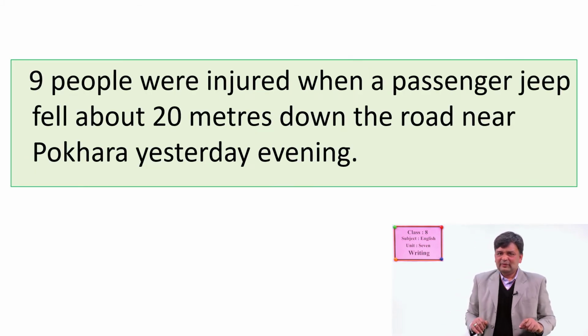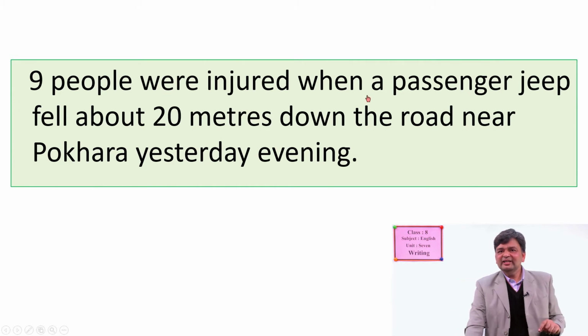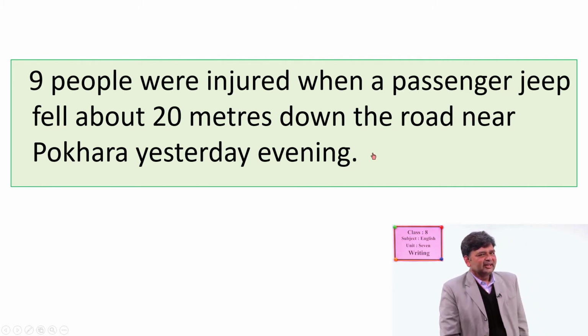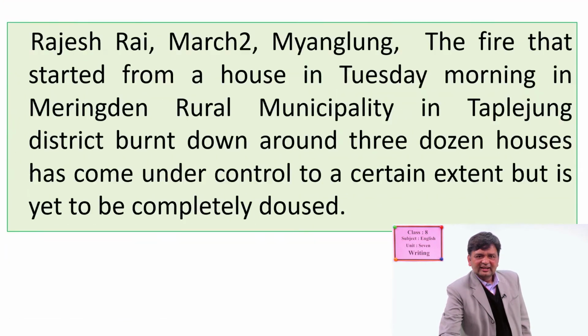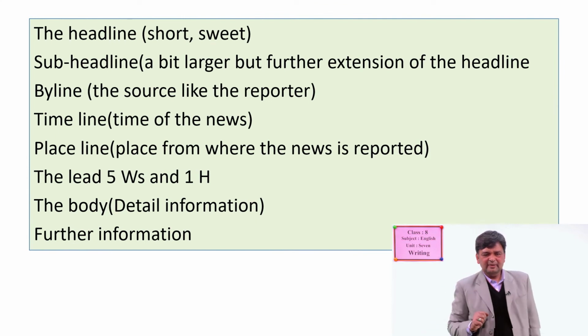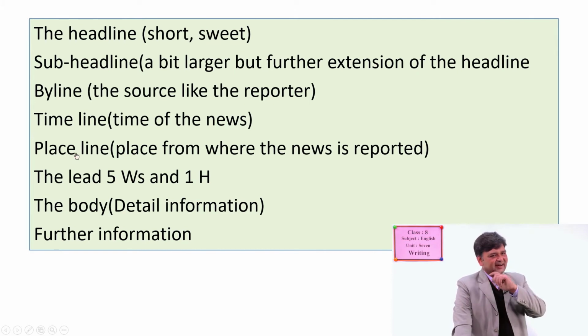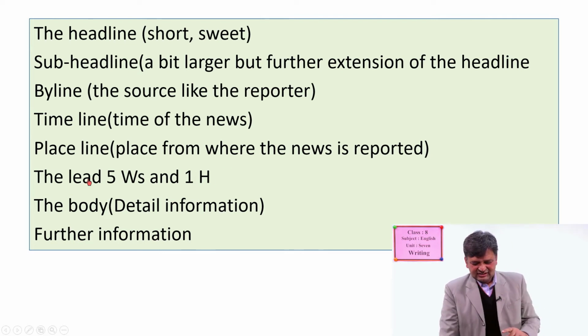So, what can it be? 9 people were injured when a passenger jeep fell about 20 meters down the road near Pokhara yesterday evening. So, what did we call this? Can I take you back to those? Okay, what can this be? Is it a byline? No. After the place line, there is something that answers the 5 W's and 1 H, right? What do we call it? Lead. Very good.